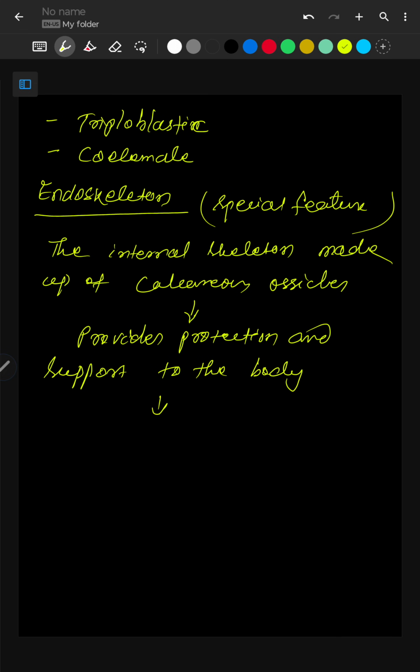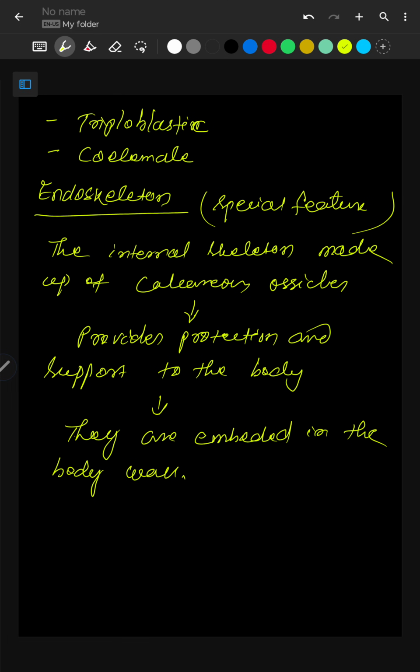and they are embedded in the body wall. So because of the presence of these ossicles, the surface of the body is rough and spiny. Okay, so there are different types of ossicles, but the common type of ossicles are the spiny ossicles.